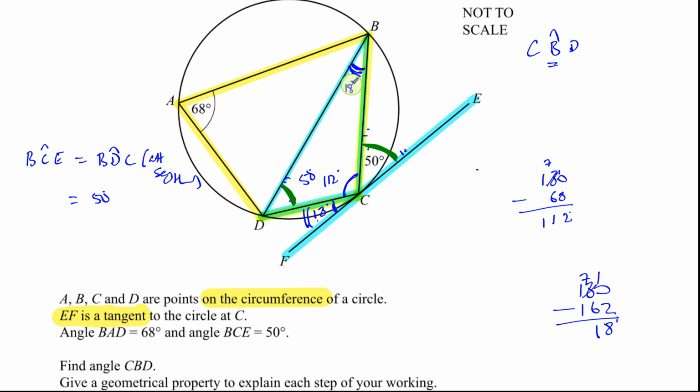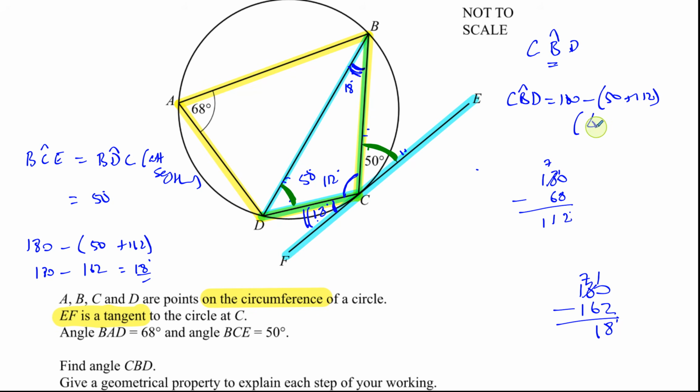and then that's equal to 50. And then we could have found this angle here. We could have said 180 minus 50 plus 112, which is 180 minus 162, which is 18 degrees. Same answer. And we could have said that basically, you know, the three angles in a triangle. So we could say angle CBD is equal to 180 minus 50 plus 112 because of angles in a triangle. And we could have found it that way. So there's two ways we could have done this.